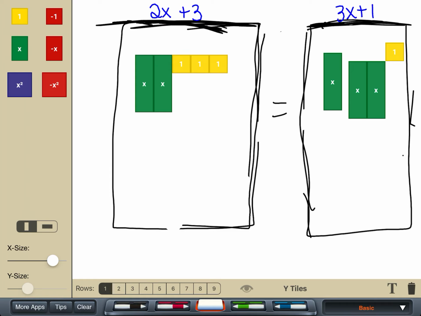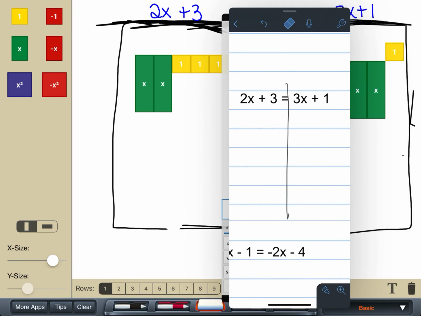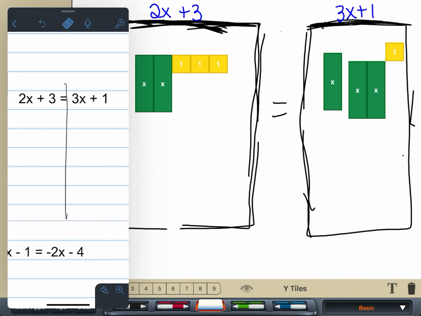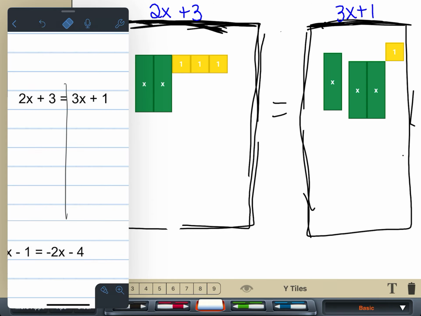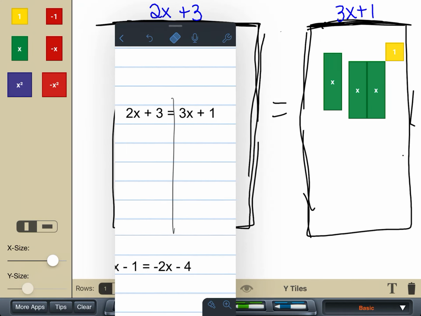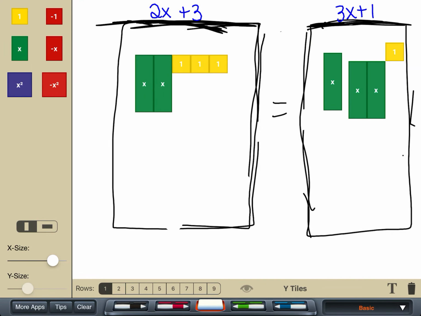Now, we can't combine the 2 and 3 because they're not in the same box. They're not on the same side of the equal sign. So what we can do is we can zero out either the 2x or the 3. And you kind of go back to when you did 0 pairs, when you were adding and subtracting integers. So for this one, I'm going to go ahead and zero out the 2x just because it's smaller.